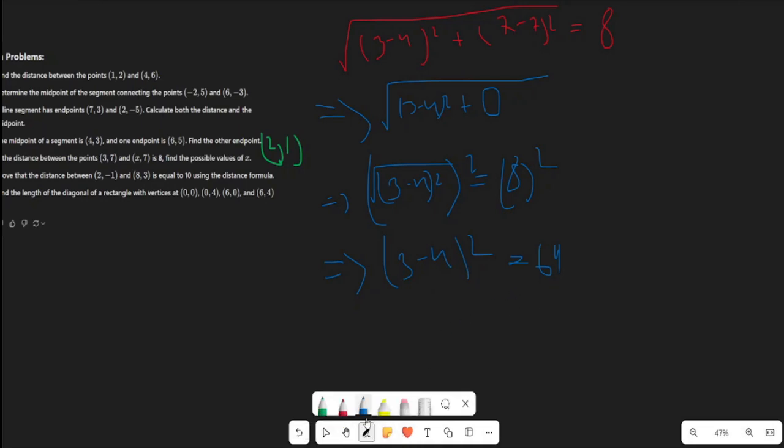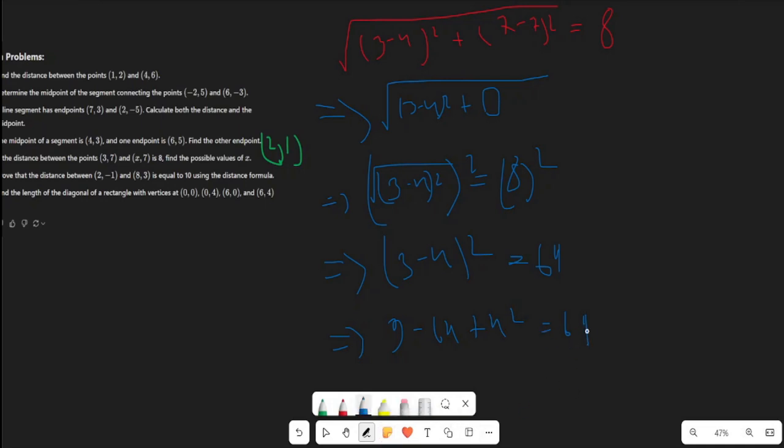Now what can we do actually? We will have, I think, possible values for x. So let's use the (a plus b) whole square formula. So we get 3 square, which is 9. That's 9 minus 6x and then x square equals 64.